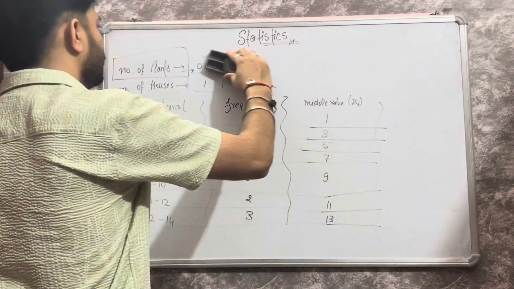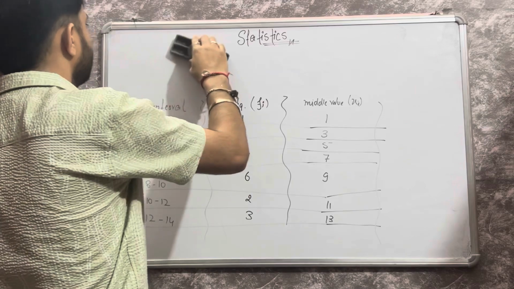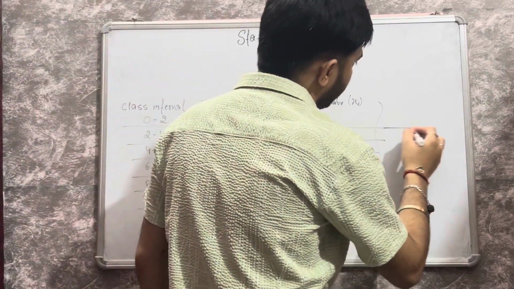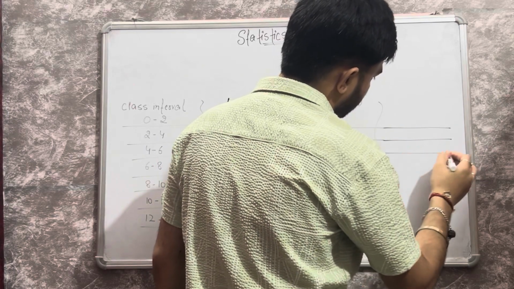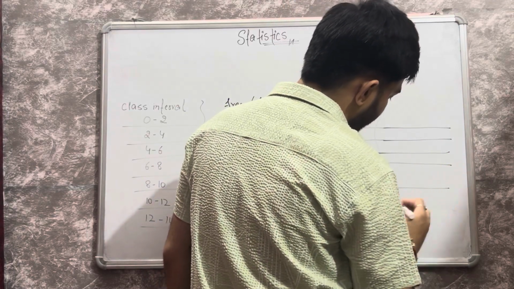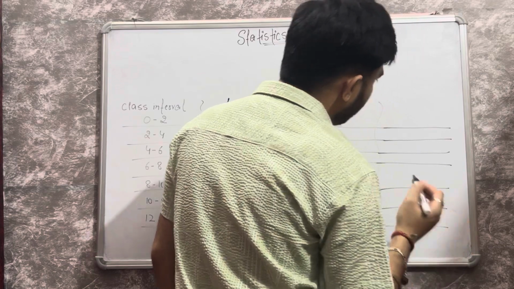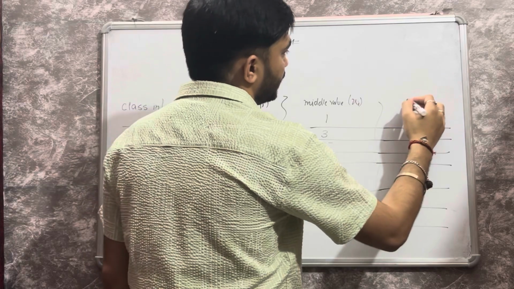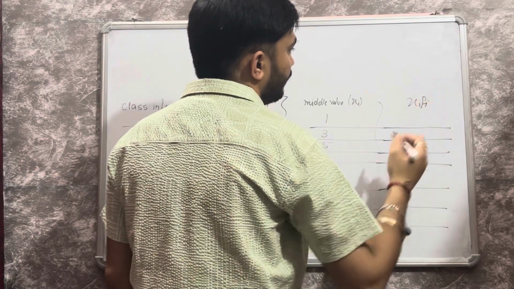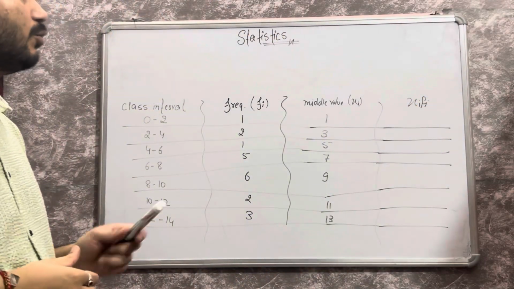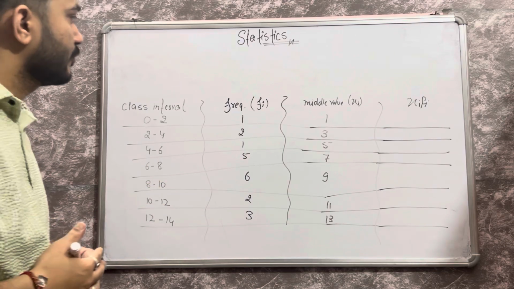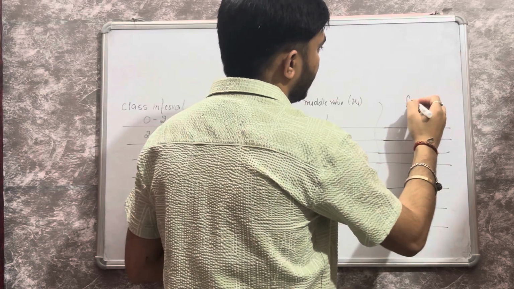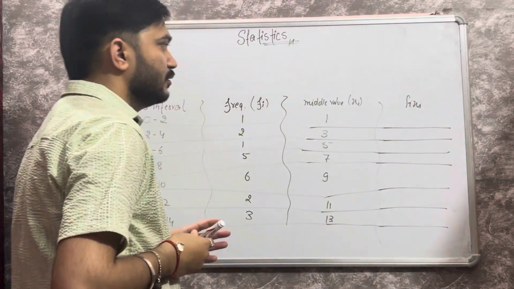Let us remove this horizontal data because we need the space on the blackboard. Now in order to find the mean of this data, we are going to multiply this middle value with the frequency. That is, we are going to find xi fi, or you can say fi xi as well, whatever you want.